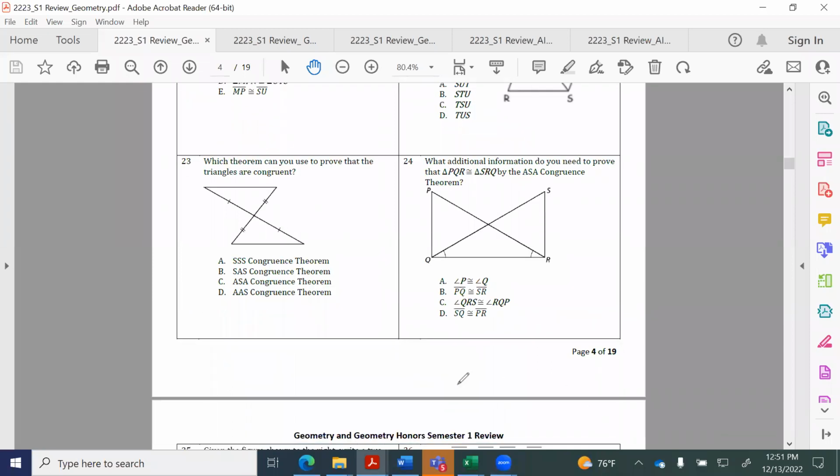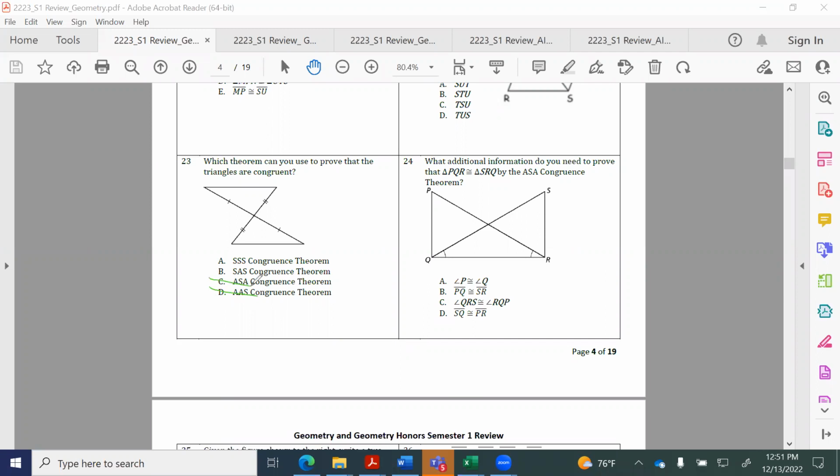Down at the bottom. On 23, which theorem can you use to prove that the triangles are congruent? So look at what they gave us. They gave us two sides. Well, right away, which one do I know it's not going to be? It's not going to be D. Can't be B. That's using two angles and one side.